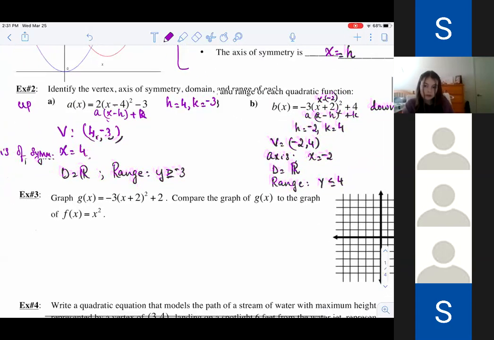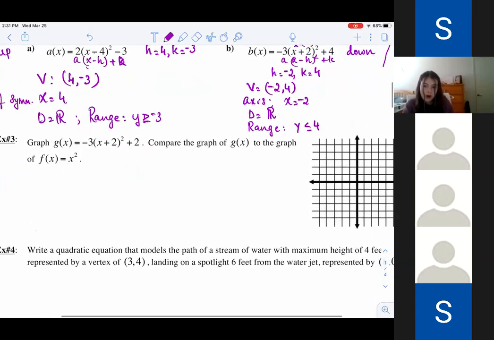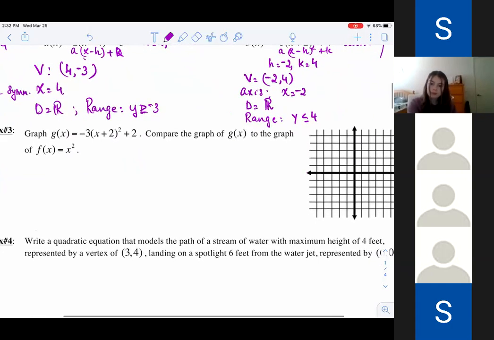Okay, now let's do one graphing. And then we are going to compare the graph to f of x is equal to x squared. Now, listen carefully. If you want to graph this, there are several ways. Number one, you can make a table of values. Number two, you can graph the way we learned for the standard form: find the vertex, the axis of symmetry, the y-intercept, and plot them. But I'm going to show you a third way to graph this one. By the end of the chapter, you have several ways to graph a quadratic, and you can pick and choose whatever is convenient depending upon the problem.